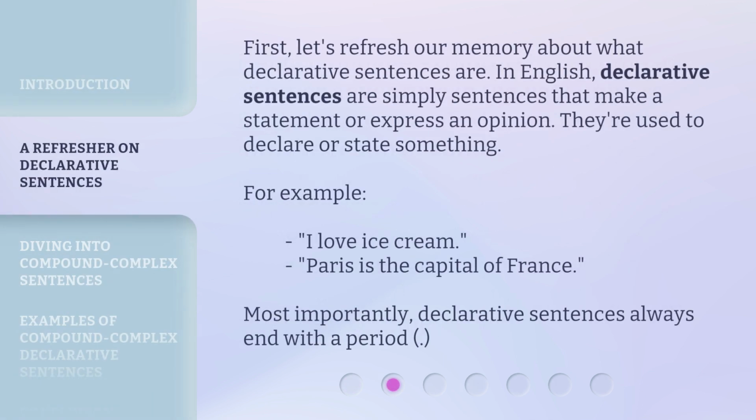First, let's refresh our memory about what declarative sentences are. In English, declarative sentences are simply sentences that make a statement or express an opinion. They're used to declare or state something. For example, I love ice cream. Paris is the capital of France. Most importantly, declarative sentences always end with a period.